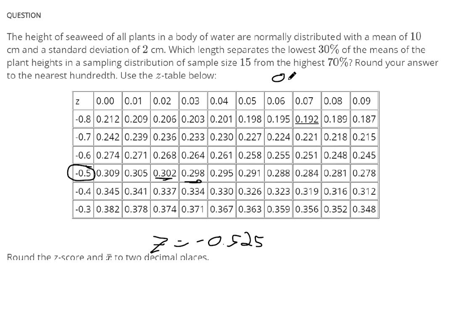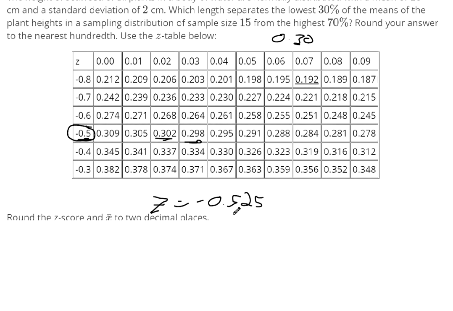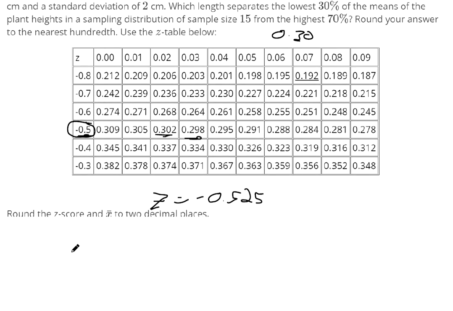Right, 30% is a decimal of 0.30. So 0.302 is a little bit too high, 0.298 is a little bit too low, so I'm just going to take an average. It's a z-score of negative 0.52 or negative 0.53, so I just took the middle number between those two. Okay, hopefully that'll get us the number that Newton wants.